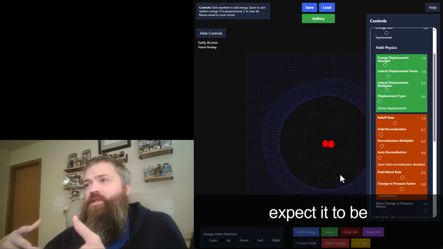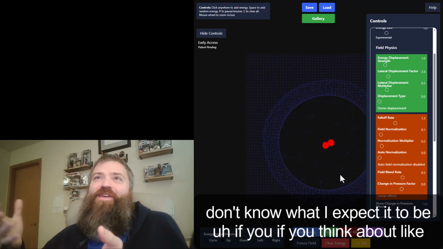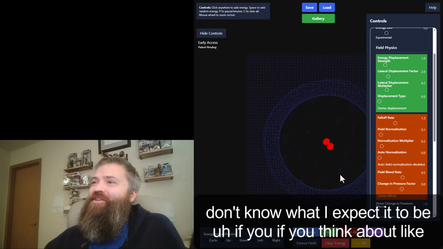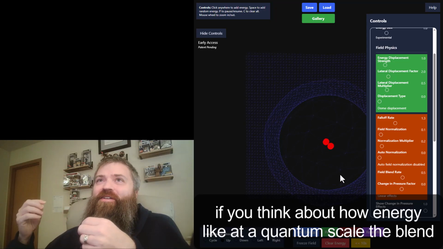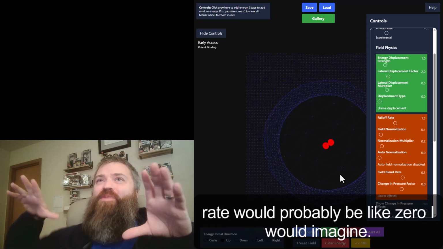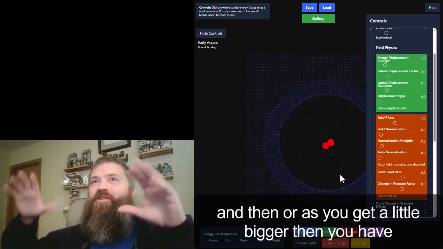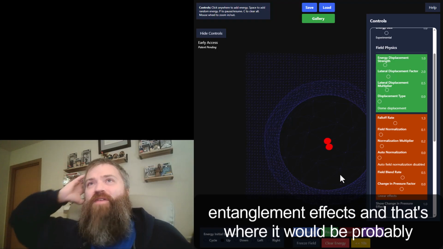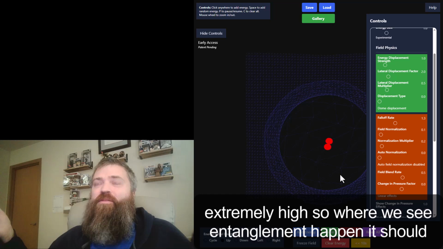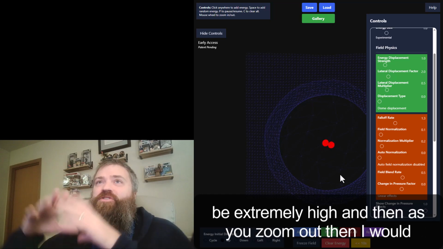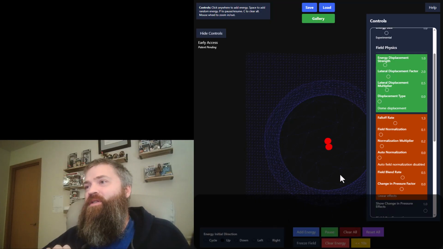I would expect it to be, actually, I don't know what I expect it to be. If you think about how energy works at a quantum scale, the blend rate would probably be 0, I would imagine. As you get a little bigger, you have entanglement effects, and that's where it would probably be extremely high. So where we see entanglement happen, it should be extremely high. And then as you zoom out, I would expect it to decrease substantially. But I could be wrong.